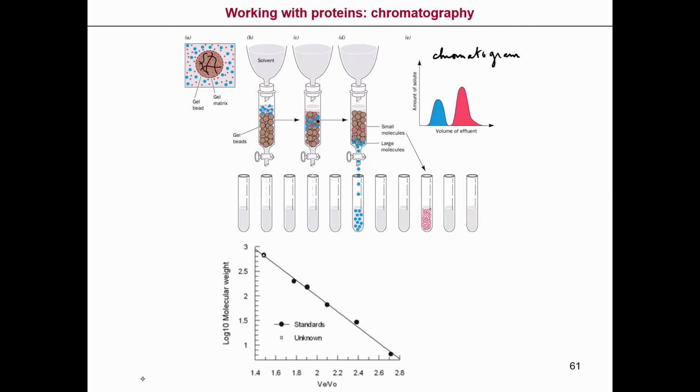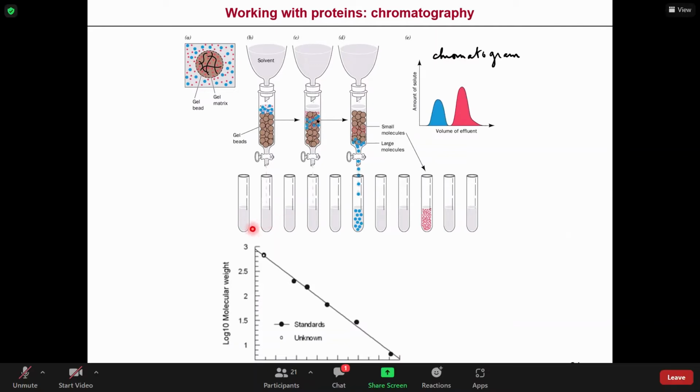It shows the amount of solute, usually the absorption, against the volume of effluent. The effluent is the solvent that you put, the mobile phase. Usually you take a fraction for each volume, for example each fraction corresponds to 1 milliliter. So you will have this kind of chromatogram.